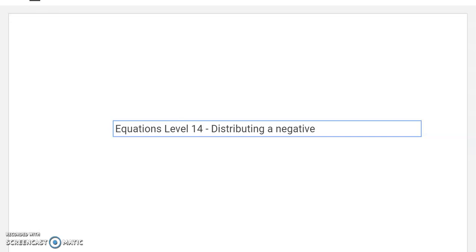All right, welcome to level 14. Going to talk about today distributing a negative. This one gets weird with the drawing strategy. So make this the title on the next free page in your math notebook. After you have done that, please mark that page and concentrate with me.